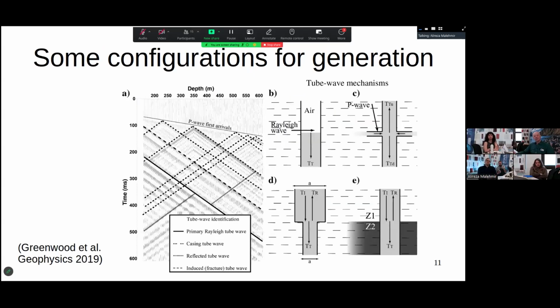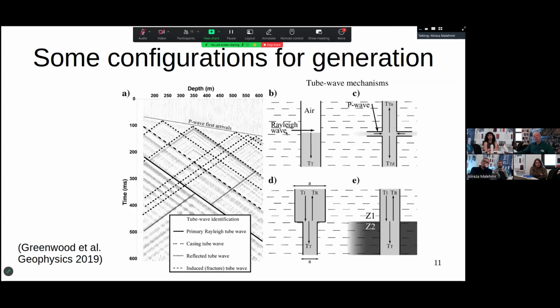So here are some configurations for tube wave generation. We have here the direct tube wave coming down this dark black line. This was generated at the surface, but then we have our P wave first arrivals coming in, and at certain locations in the borehole, tube waves will be generated there. So over here on the right-hand side, we see some examples of how these tube waves can be generated.